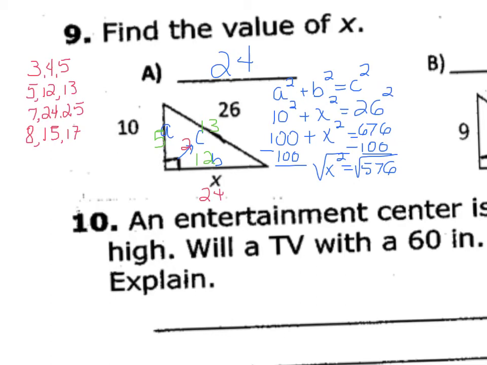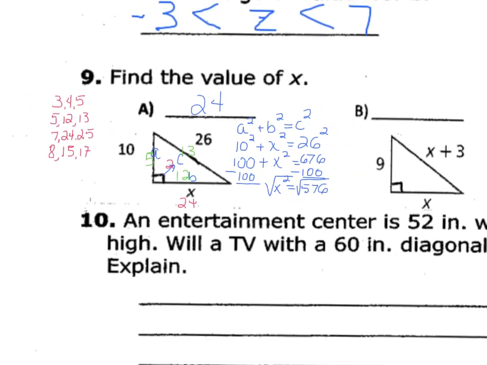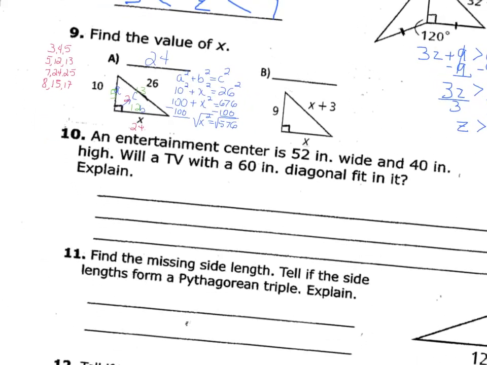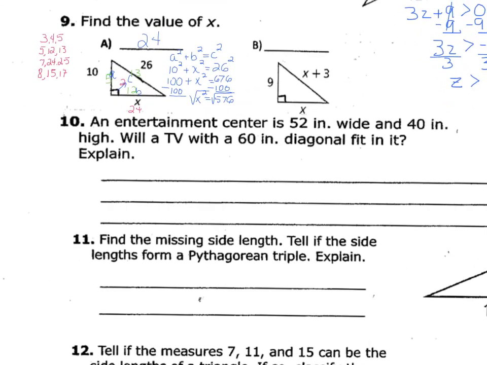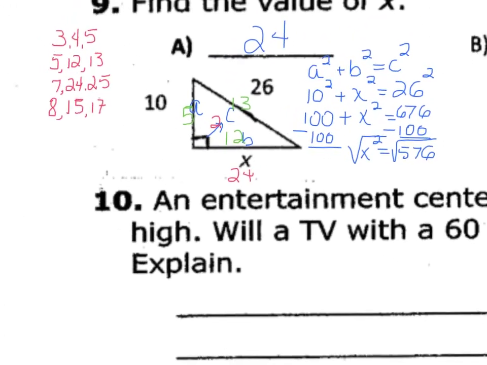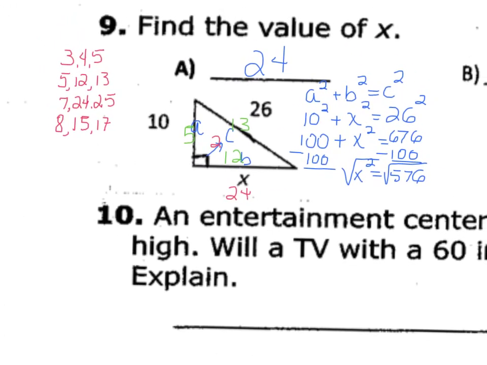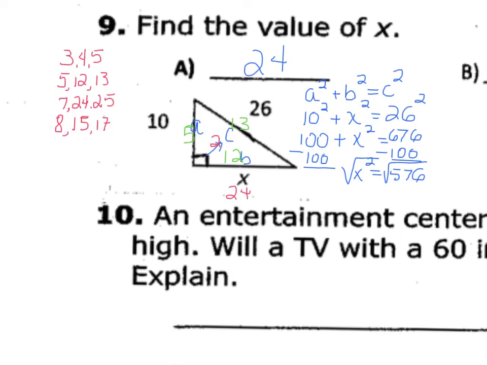We have to memorize them. It's recommended that you memorize them: 3, 4, 5, 5, 12, 13, 8, 15, 17. Can I write that down? Yes, go ahead. Okay, number 9B is one of those that you also have on the test.